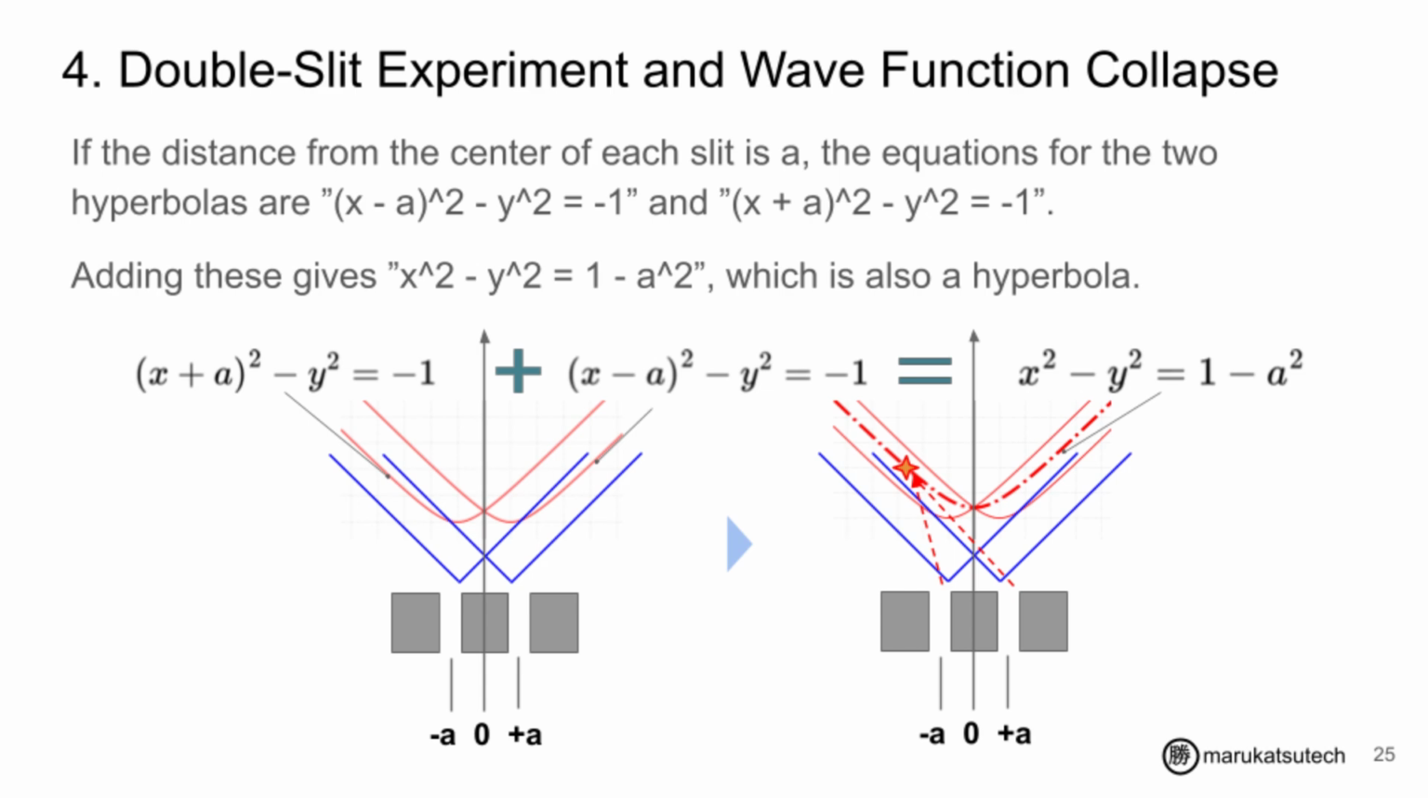If the distance from the center of each slit is a, the equations for the two hyperbolas are (x - a)^2 - y^2 = -1 and (x + a)^2 - y^2 = -1. Adding these gives x^2 - y^2 = 1 - a^2, which is also a hyperbola.